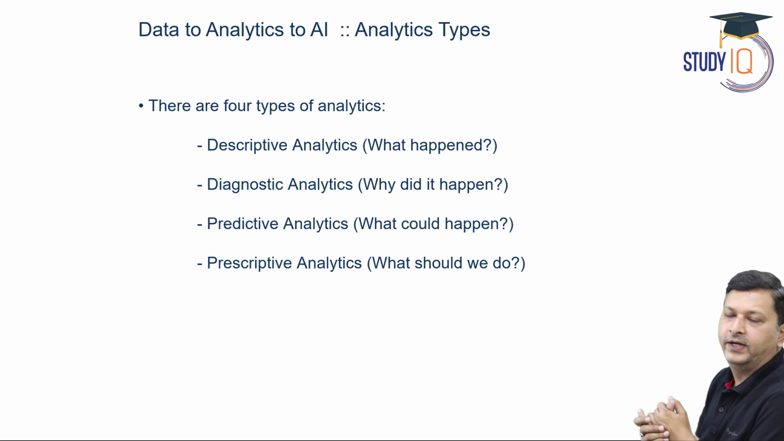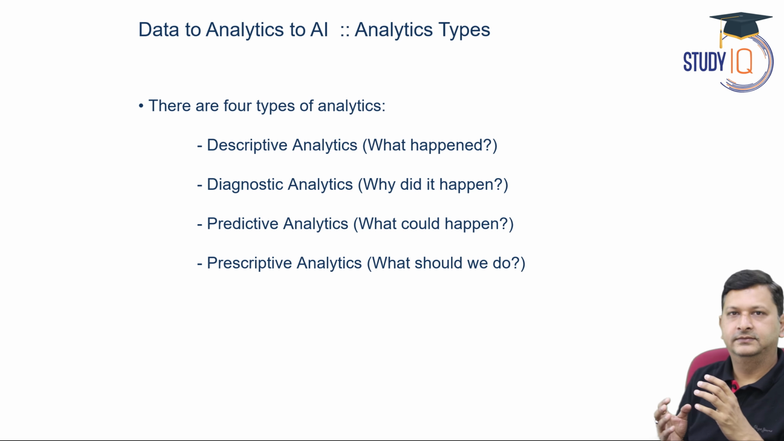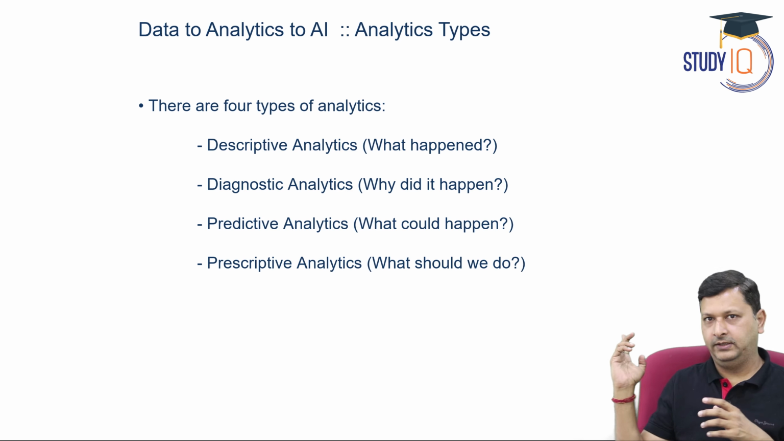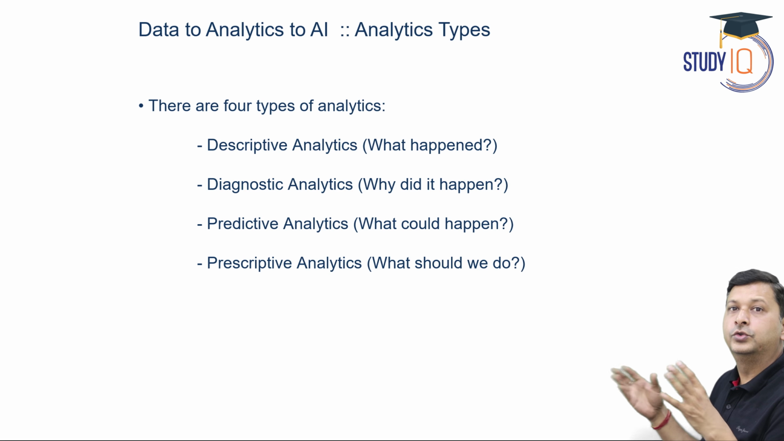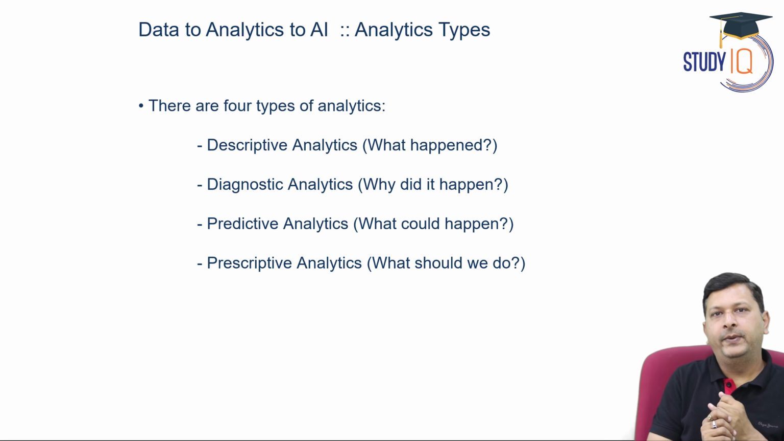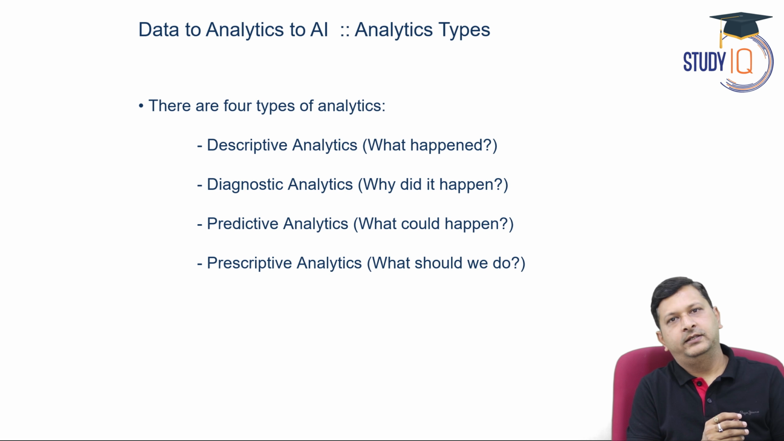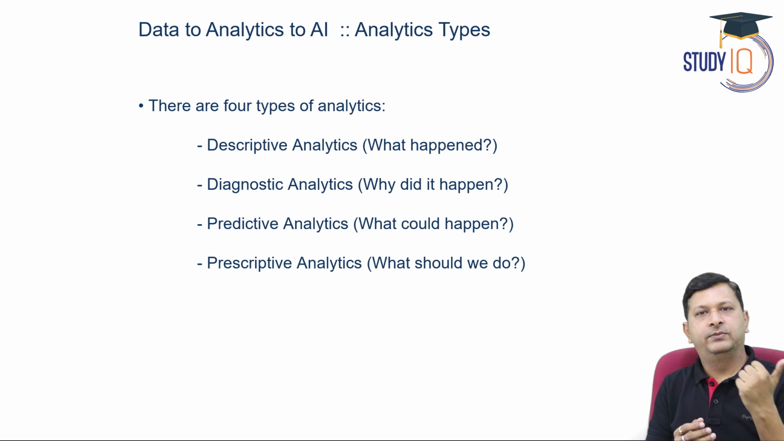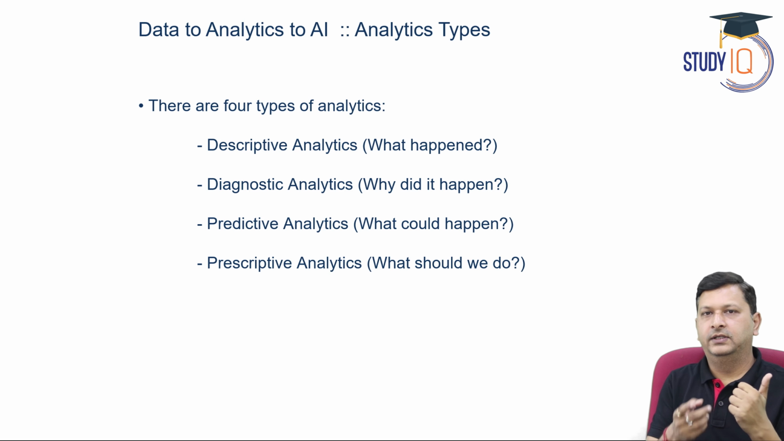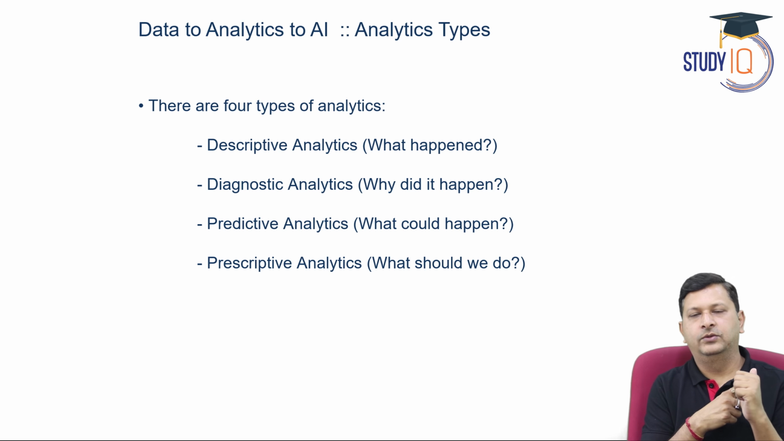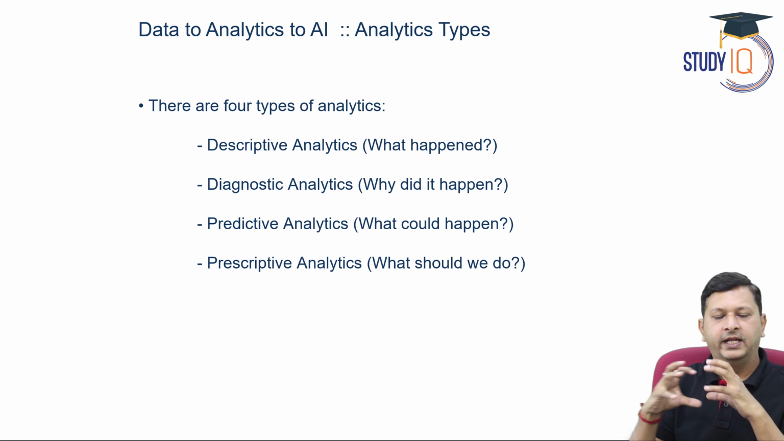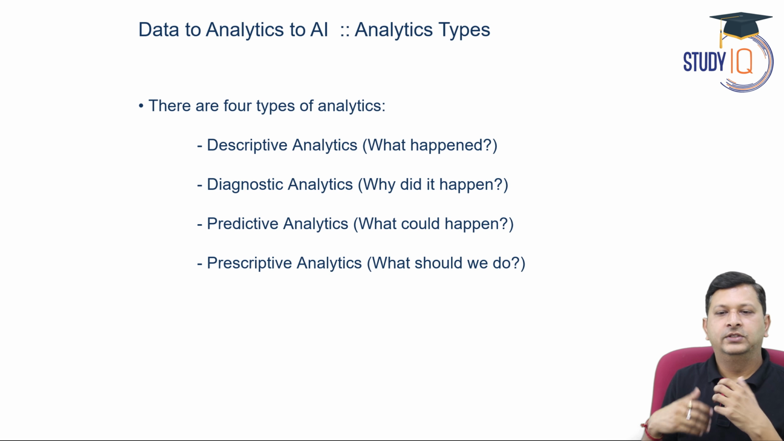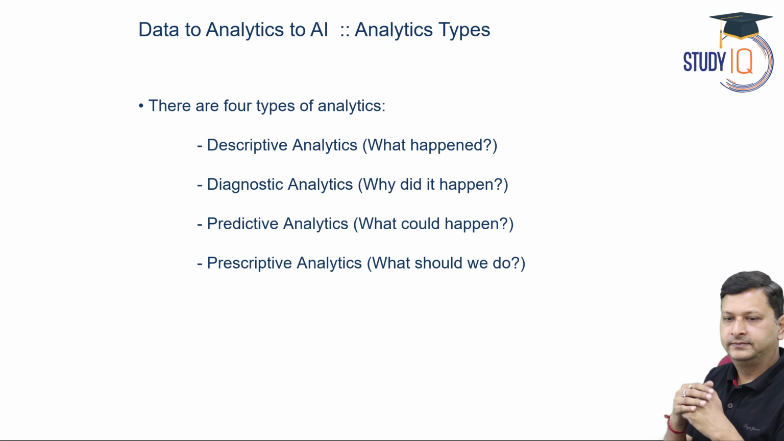So the first type of analytics is descriptive. Descriptive analysis, you can see here, is telling about what happened. Jo ho chuka hai, what happened. So what happened means I have stored data which has passed. Like in the year 1990, this is my business. In the year 2000, this is my business. 1, 2, 3, how my business is progressing, and I am keeping all this data. So that is what already happened.